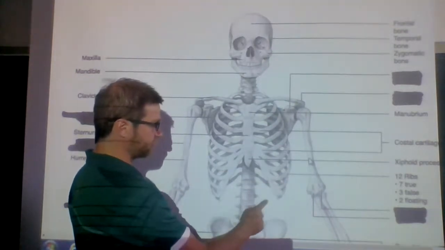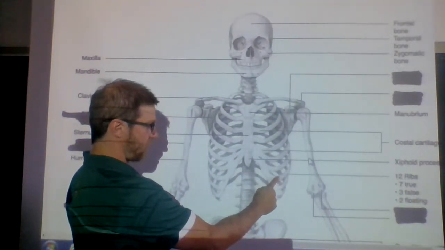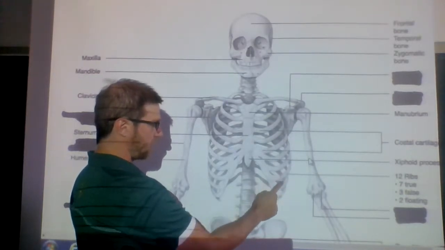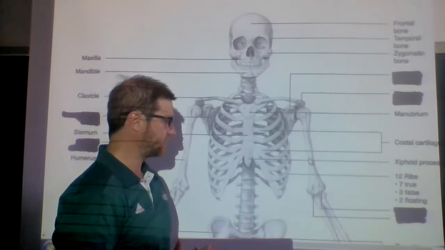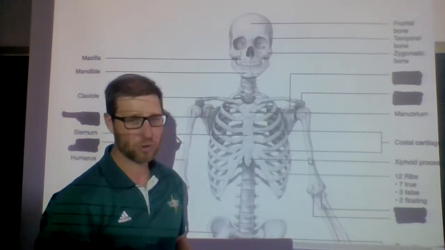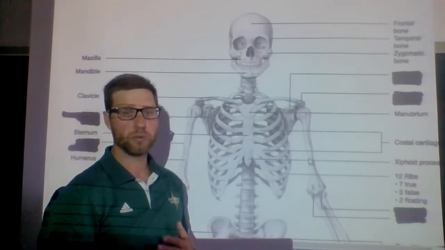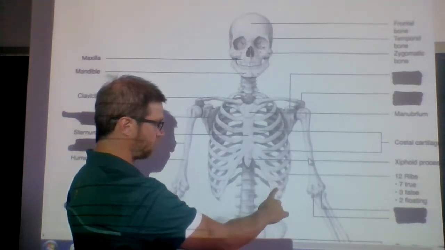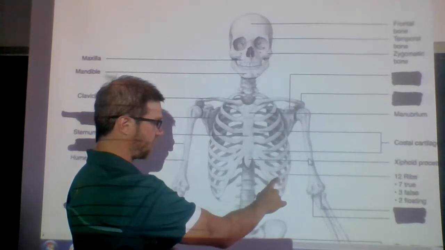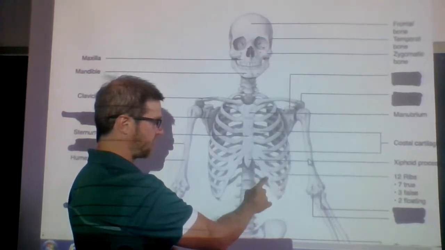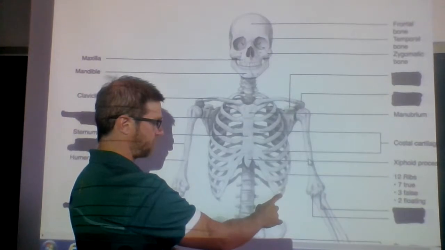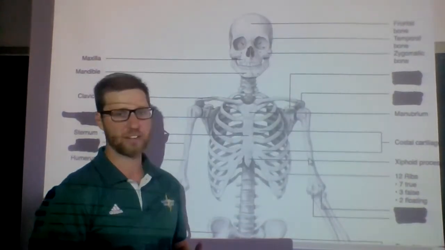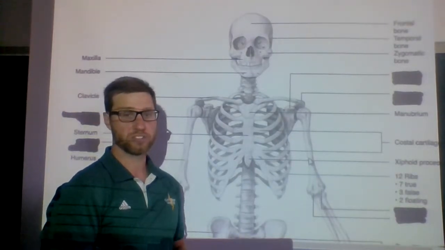Your 3 false ribs, so we've got false rib here, here, and here. So number 8, 9, and 10. 8, 9, and 10, they have an indirect articulation to the sternum. So they kind of articulate to rib number 7. Number 8 articulates to rib number 7, number 9 to 8, and number 10 to number 9 here. So these next 3 are called false ribs because they have an indirect articulation to the sternum.